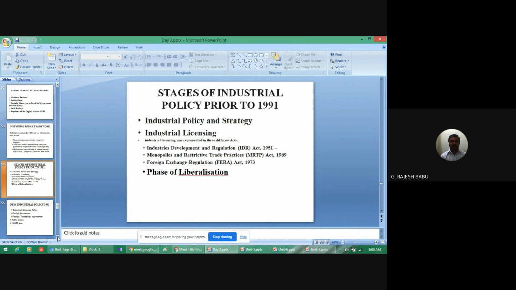The various legislation under these policies are three different acts. One is the Industries Development and Regulation Act, IDR, 1951. Then the Monopolies and Restrictive Trade Practices Act, 1969. Then the Foreign Exchange Regulation Act, FERA, 1973. The industrial licensing, one is the Industries Development and Regulation Act 1951.